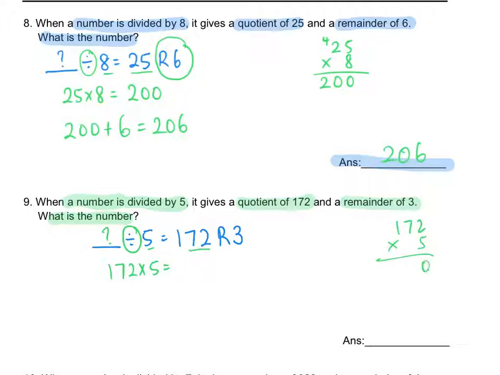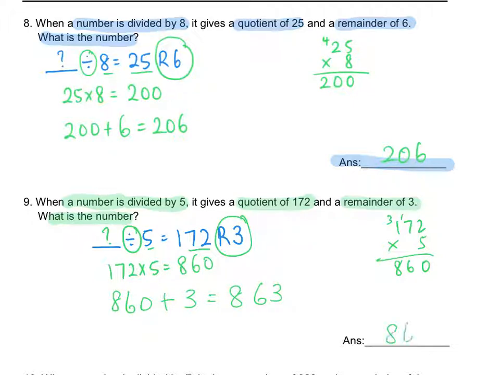2 times 5 is 10. 7 times 5 is 35 plus 1, 36. 1 times 5 is 5 plus 3 is 8. So you have 860. Do not forget about the remainder 3. So take 860 plus the remainder 3. Your answer should be 863 for question number 9.